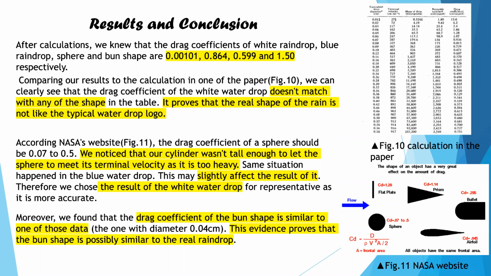Moreover, we found that the drag coefficient of the bun shape is similar to one of those data. This evidence proves that the bun shape is possibly similar to the real raindrop.